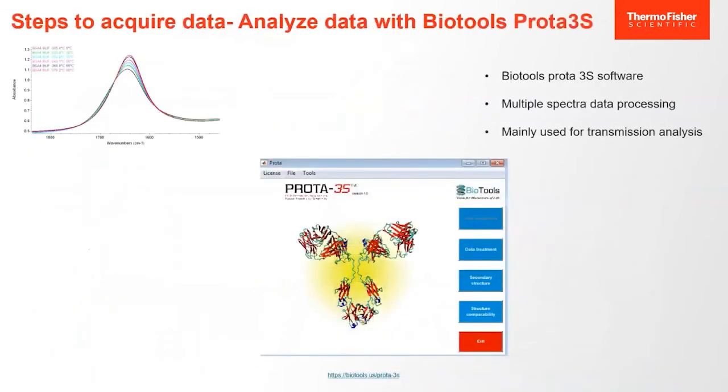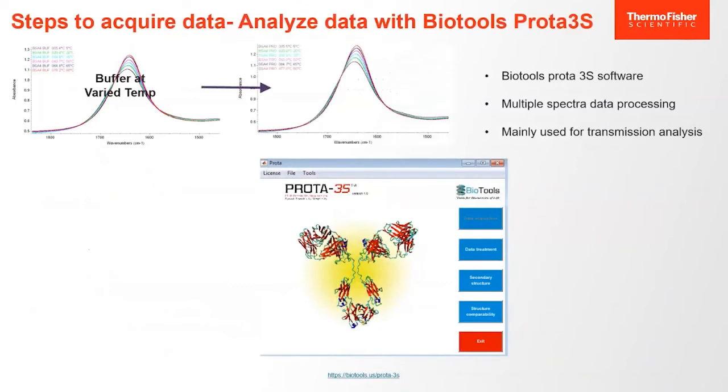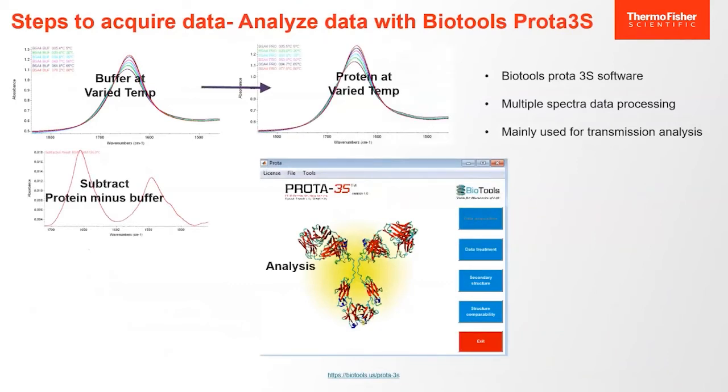But there is a second way to analyze this, and that is using the BioTools Proda3S software. Using the software, you can do multiple spectra at the same time, but this software is also more geared towards transmission analysis. So if you have samples where you are doing multiple samples in transmission, you can use the Proda3S software for analysis of secondary structure as well.